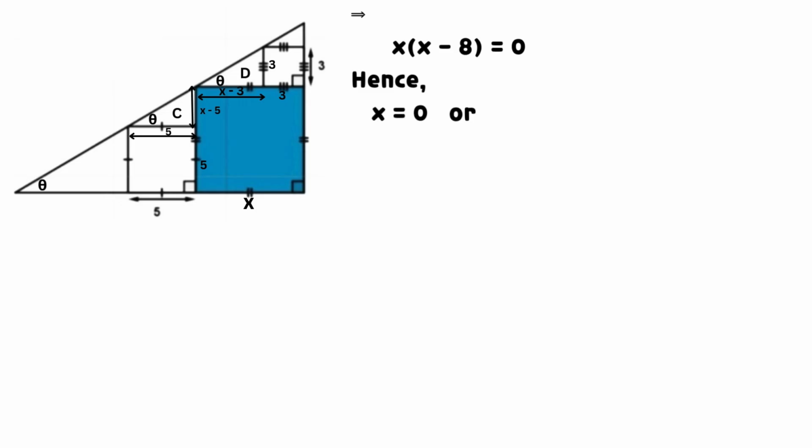This implies that x multiplied by (x − 8) equals 0. Hence, x equals 0 or x equals 8. Therefore, the blue area equals x squared, which equals 8 squared. The result is 64 square units.